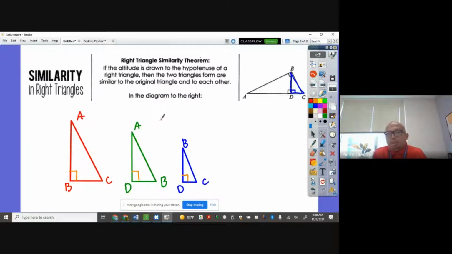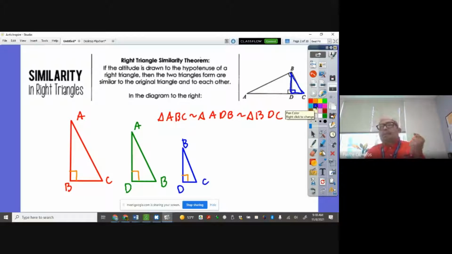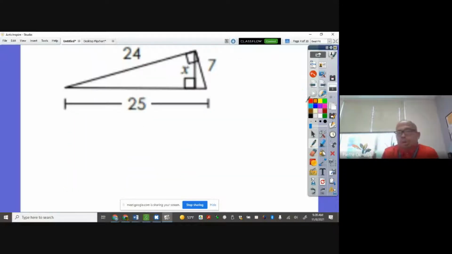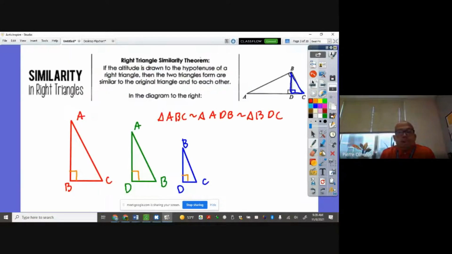So we can say now that our similarity statement will be, let's say, triangle ABC is similar to triangle ADB, which is similar also to triangle BDC. And in connection to that one, all similar triangles have congruent angles, and their corresponding parts are proportional. Remember that, okay? So let's find the value of x using the strategy of breaking it down into 3 triangles, okay? So let's copy this portion here.